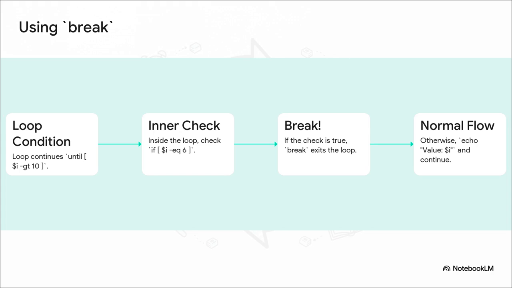So how did that actually work? It's pretty clever. Inside our main loop, we've snuck in a little if statement. And with every single pass, it asks a simple question: is i equal to 6 yet? For the numbers 1 through 5, the answer is no. So it just prints the value and moves on. But the second i hits 6, that if condition is met, the break command runs and the loop is over. Instantly. We never even get close to 10.